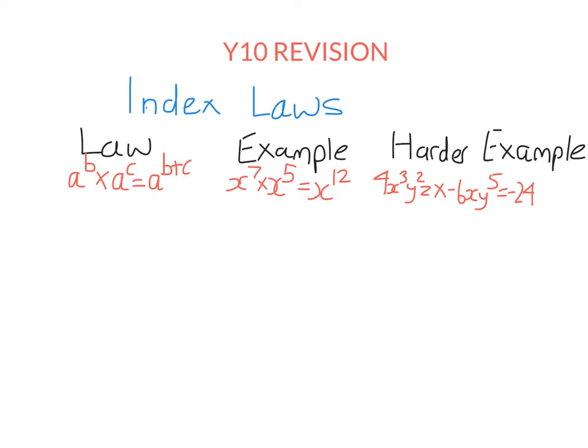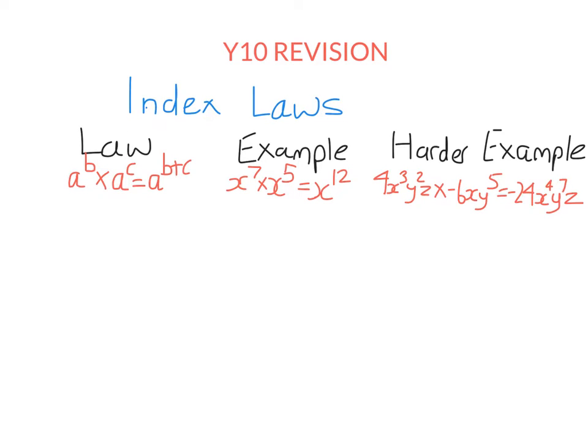I'll now do the x's. So x to the power of 3 times x, keep the same base, add the powers, because x and x to the power of 1 are the same. So y squared times y to the power of 5, keep the base, add the powers, and there's also a z in the first term. So that is my final answer.